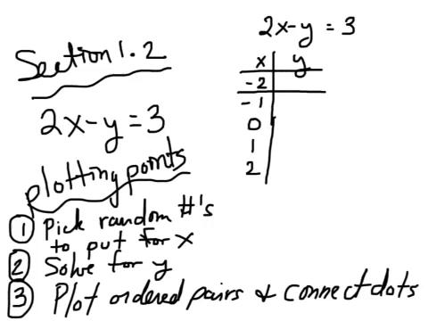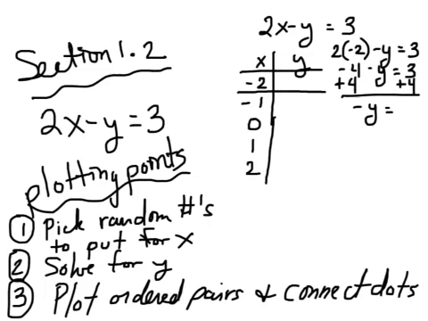So negative 2 is going to go in for x. So I've got 2 times negative 2 minus y equals 3. 2 times negative 2 is negative 4 minus y equals 3. Add 4 to both sides. Negative y equals 7. Divide by negative 1. And I end up with y equals negative 7.